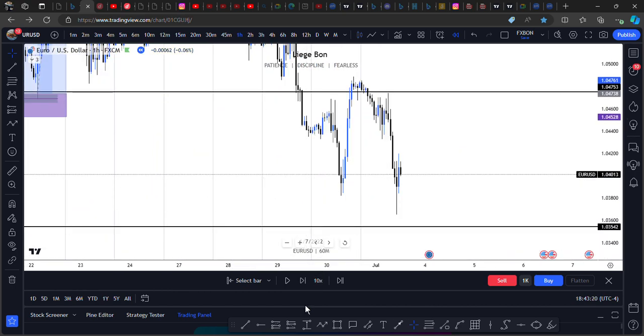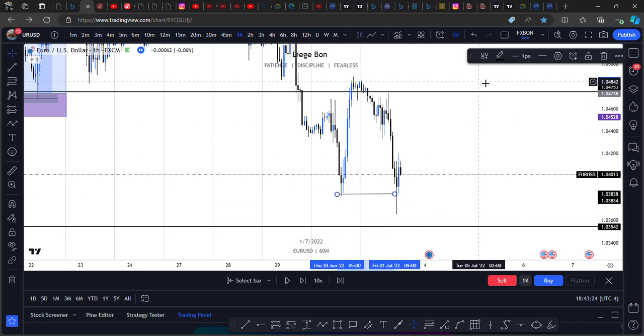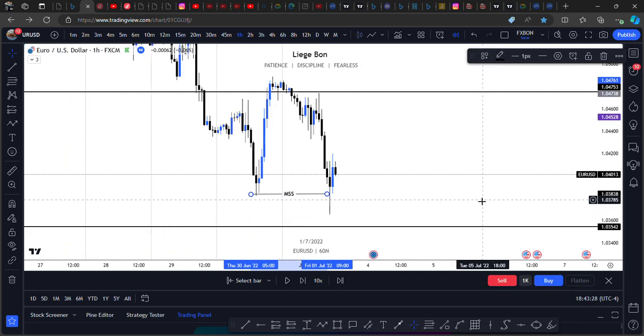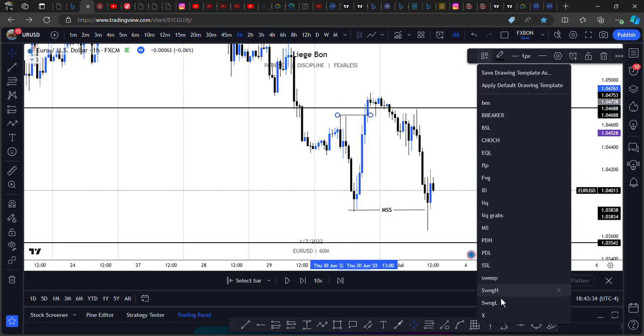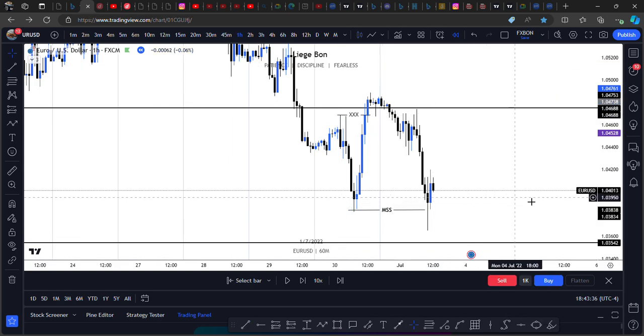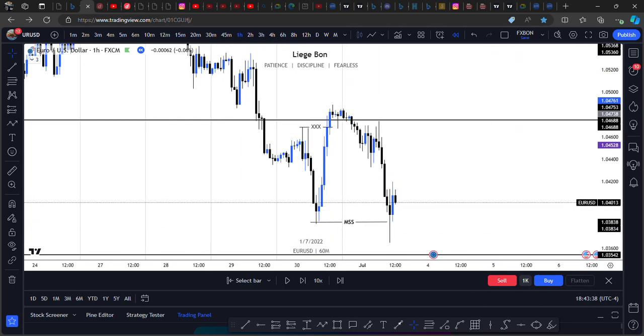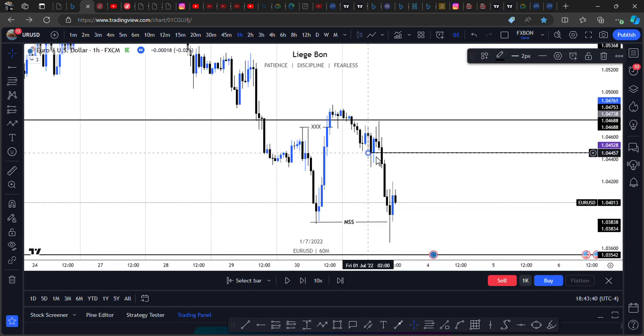Perfect. Here I can see we have a break of structure, or we can call this a market shift. If we call this a market shift, then we take this as our liquidity here. The market took out that liquidity and gave us a market shift. And right now I can see this is our shift in price delivery. Okay, guys, this is our shift in price delivery.